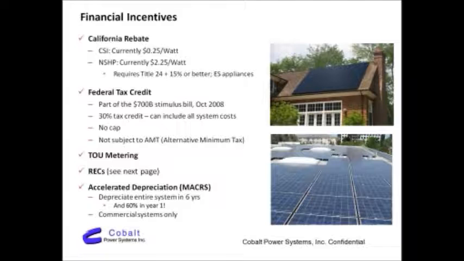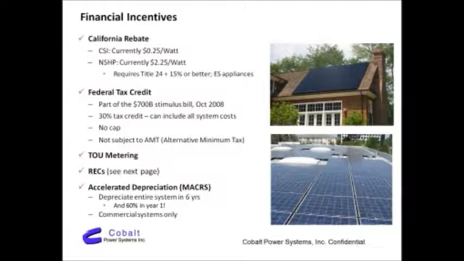It's 30%. It's part of the stimulus bill, so people love hearing that they're getting their part of that stimulus bill that came out a few years ago. And there's no cap. So, for instance, if you do a battery backup system, the government's paying 30% of it. And it's not subject to alternative minimum tax. Doesn't matter how much money you make, you get that tax credit no matter what. And then we already talked about time of use metering. We'll talk about renewable energy credits on the next page.